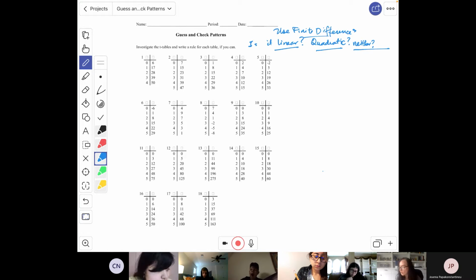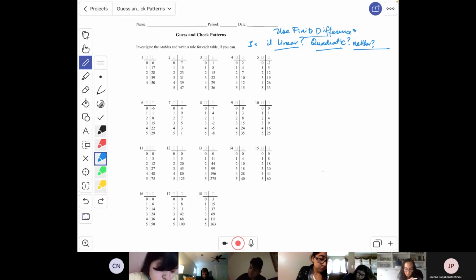So I want you to write on every single one of these, next to it, write L, Q, N, I don't care. First, go through all of the tables and determine if it's linear, quadratic, or neither. We will go over that because I don't want you to try to find rules and the wrong rules, right? So let's first determine which they are. And then once we have identified what they are, if they are linear or quadratic, you are going to write the rule.